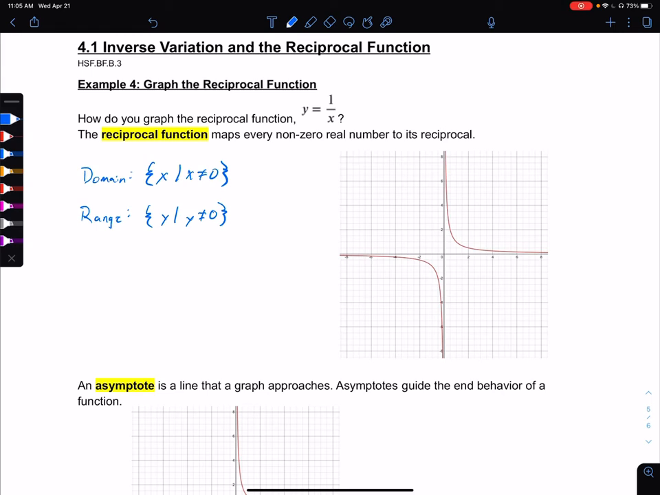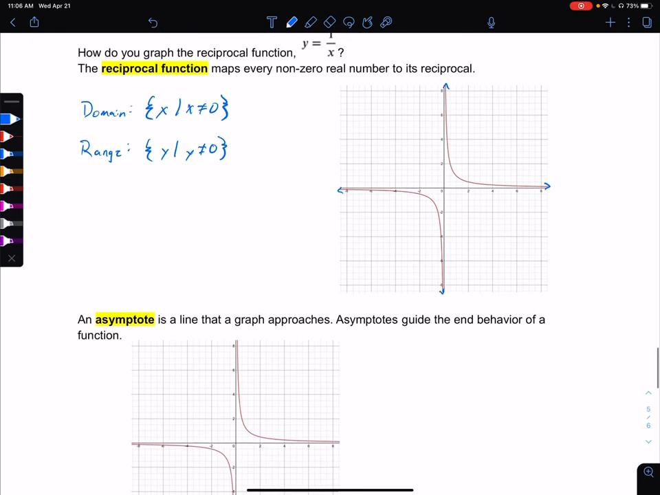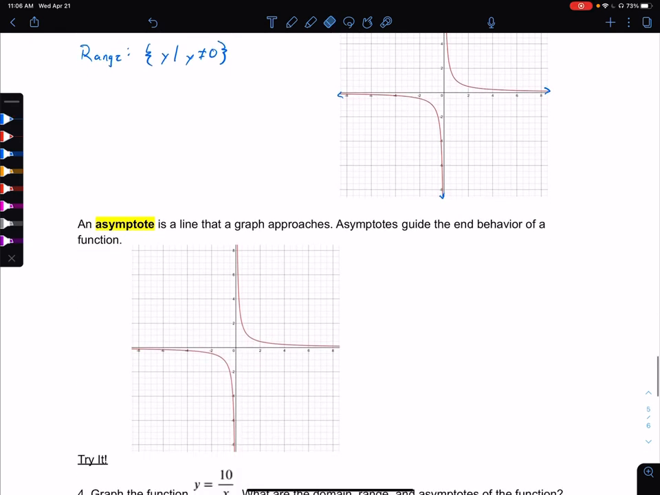Now, I want to talk a little bit more in generalities in this. The graph here looks a little different than any other graphs we've seen. But what's going on is this is going to keep going up here, this is going to keep going to the right, this is going to keep going down, and this will keep going left. What's going to happen is this specific graph is never actually going to cross the x-axis or the y-axis. And when we talk about that, that's something called an asymptote.